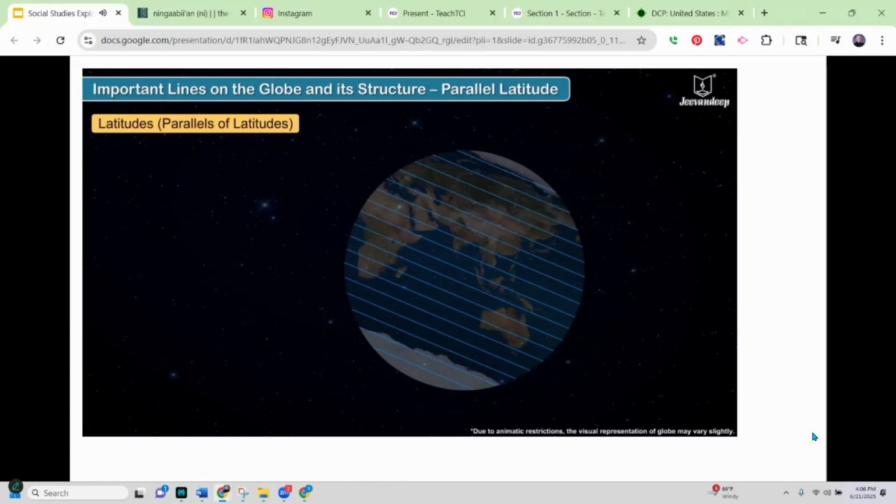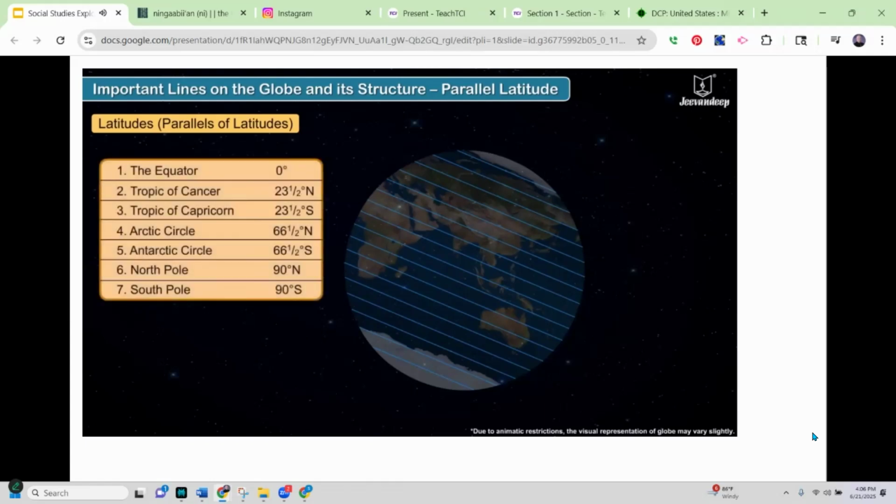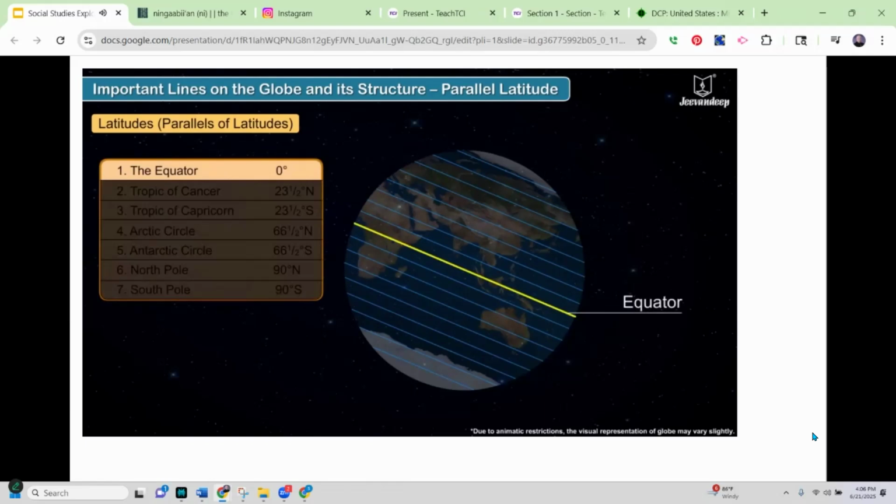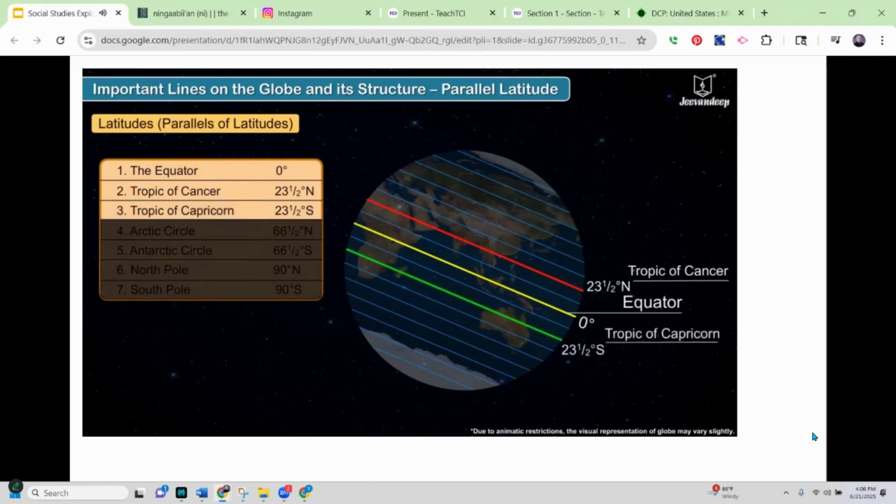Special parallels of latitude. Following are 7 special parallels of latitudes on the globe. The equator at 0 degrees. Tropic of Cancer at 23.5 degrees north. Tropic of Capricorn at 23.5 degrees south. Arctic Circle at 66.5 degrees north.